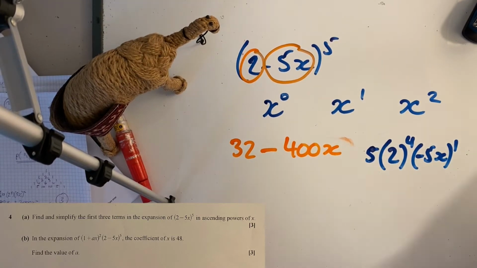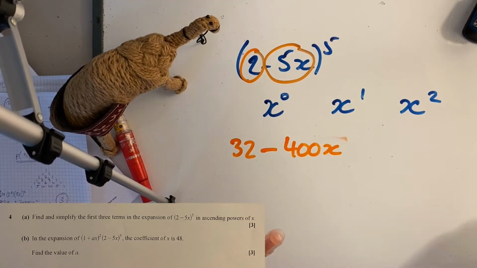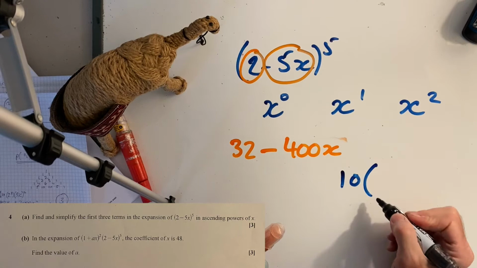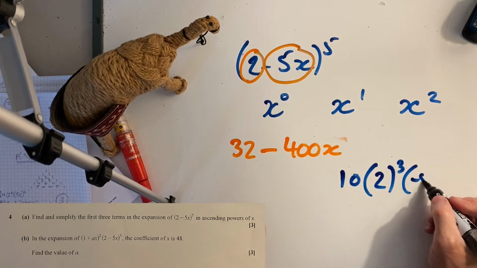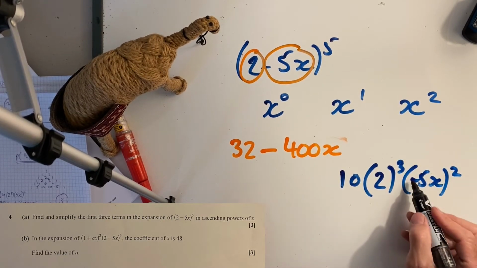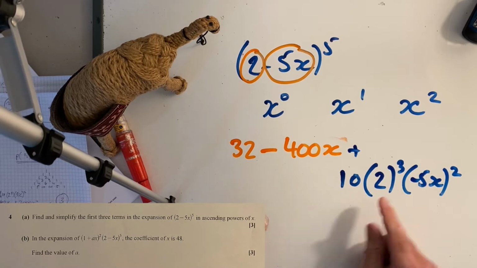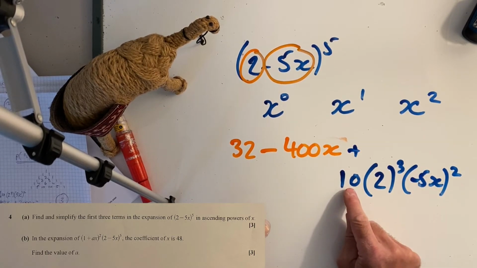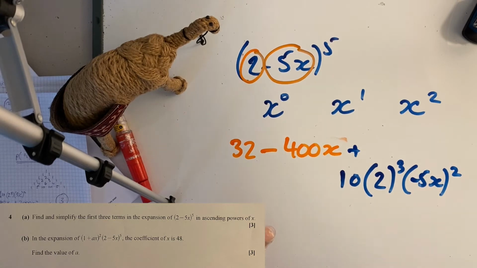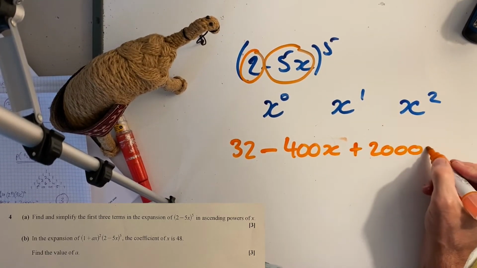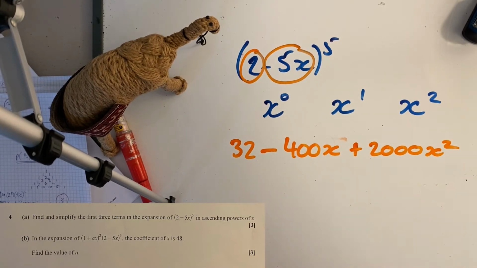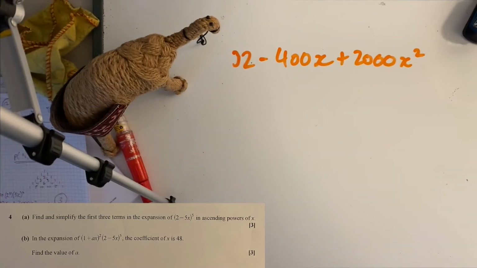And then again, we've got to find the third one. The coefficient is going to be 10. And don't forget, that one is decreasing, so that's now to the 3. That one's increasing, so you're squaring it. That makes that a plus. Okay, so that's kind of neat. 2 cubed is 8, times 10 is 80, times 5 is 2000. So it's 2000x squared. And that is your expansion in terms of powers of x.